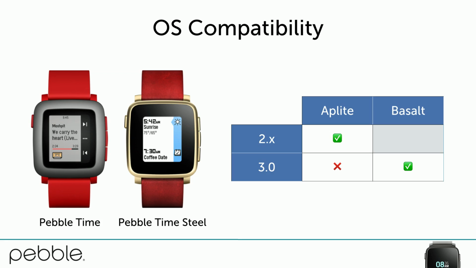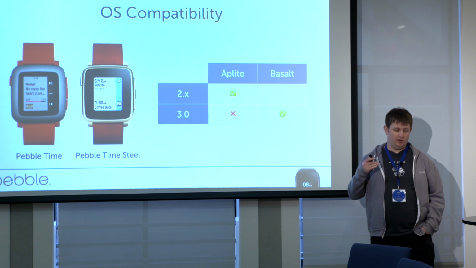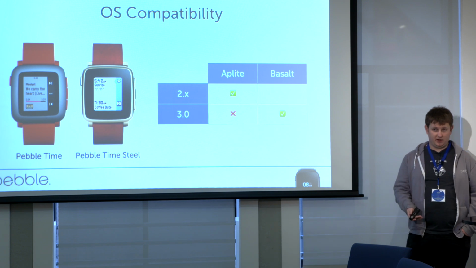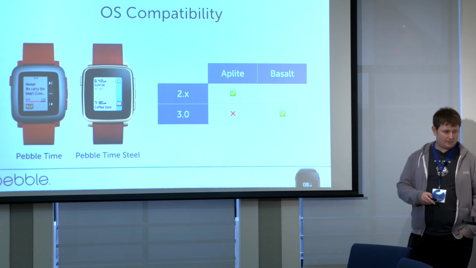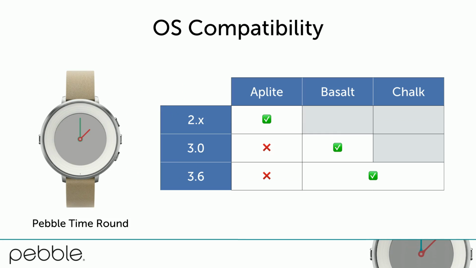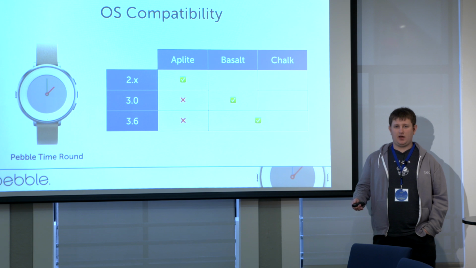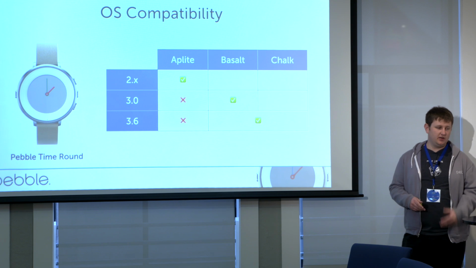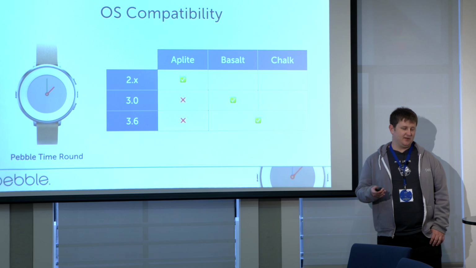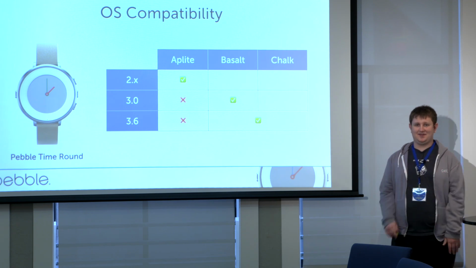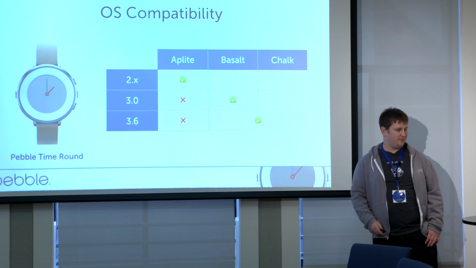And so the Pebble Time and Pebble Time Steel watches fall under the Basalt platform. They run on the 3.x Pebble operating system, and they do not run the 2.x Pebble operating system. And now we have Pebble Time Round, which falls under the Chalk runtime platform. So both Basalt and Chalk run this 3.6 operating system that you have been given for the developer retreat. But Aplite does not run 3.6 yet. Coming soon will be a 3.x operating system for Aplite.